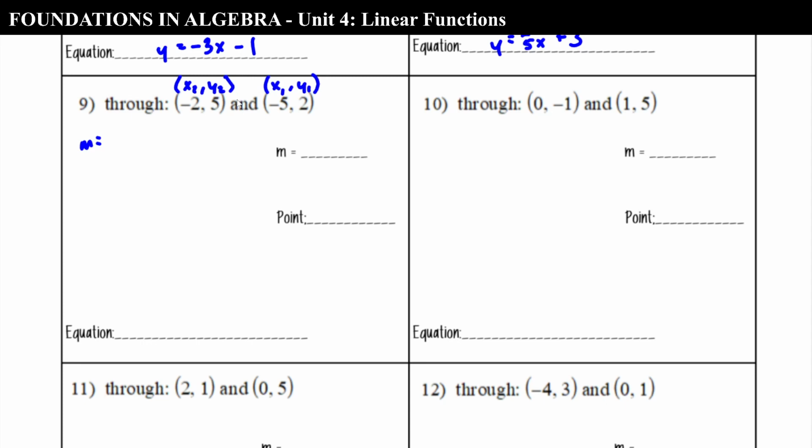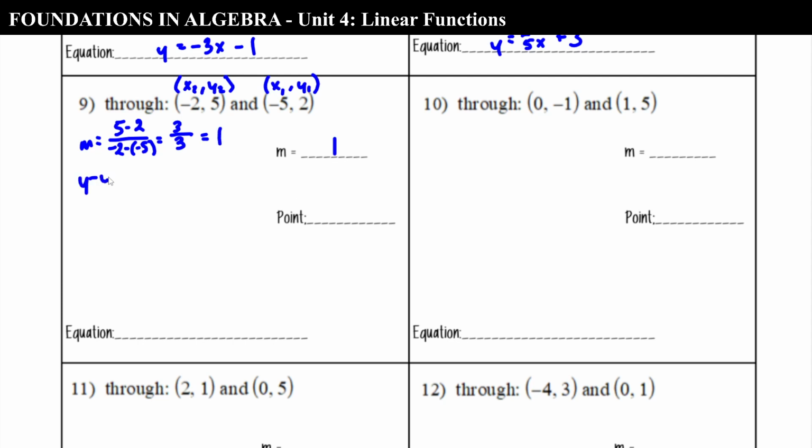Sometimes I feel like it's easier to do it this way, because then we just do our y's, 5 minus 2, and you're kind of reading it from left to right, over negative 2 minus negative 5. So on the top we're going to have 3, on the bottom we're going to have negative 2 plus 5, which is going to give us 3, and so we have a slope of 1.